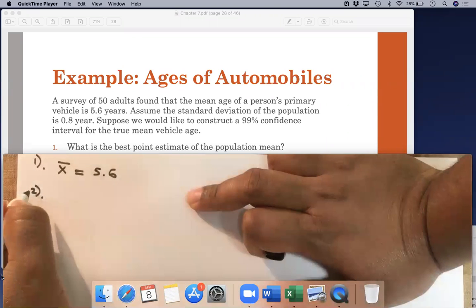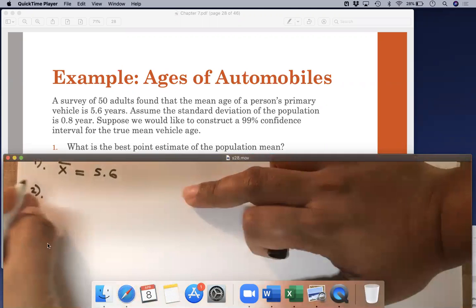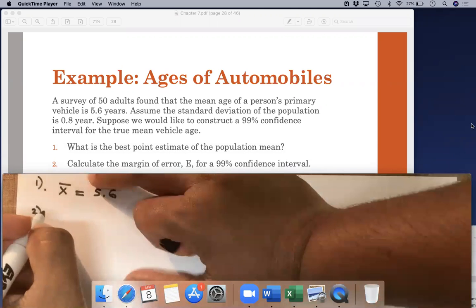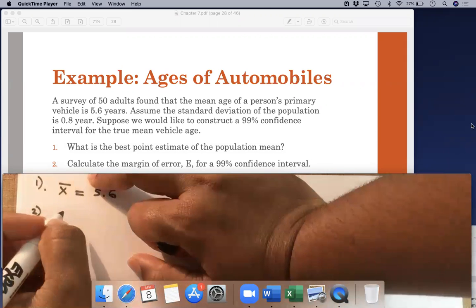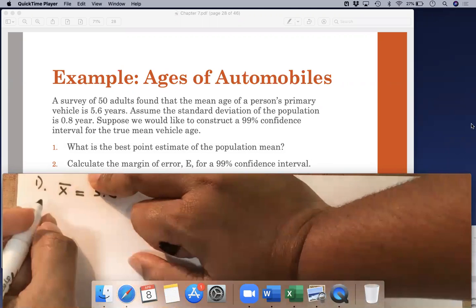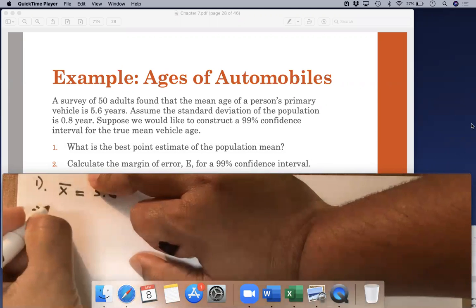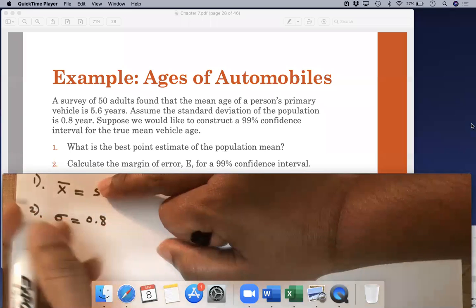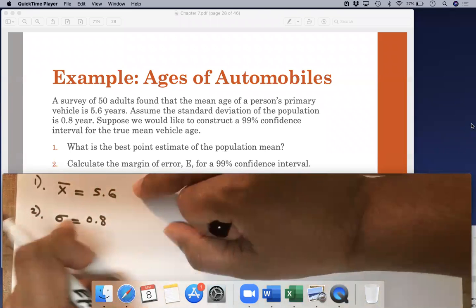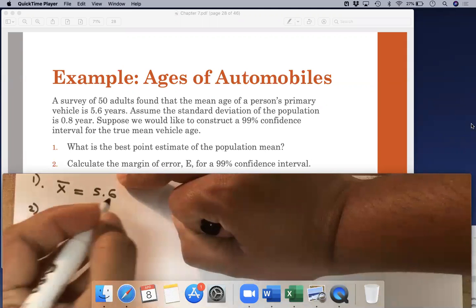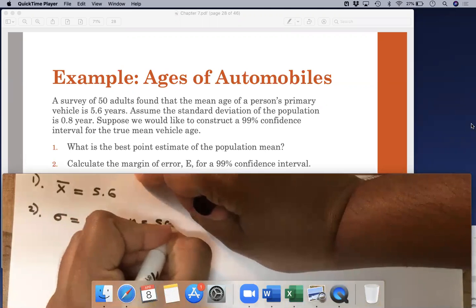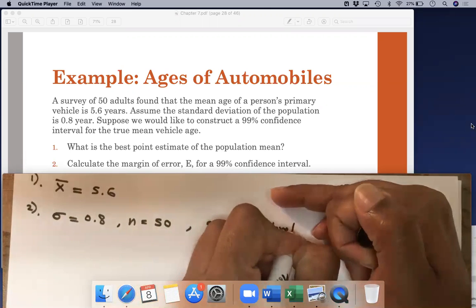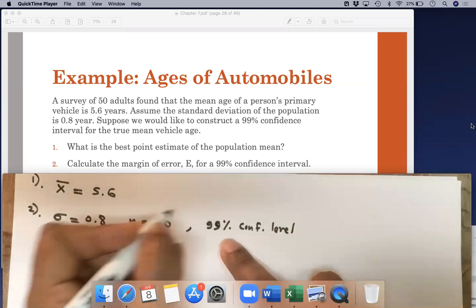Now the second part: calculate the margin of error E. To find E, you need n, the critical value, and the standard deviation. First, do you know the population standard deviation? Yes. Why? It says assume the standard deviation of the population. So sigma is known, 0.8. This is a sigma known case, and our sample size is 50 adults. Also, we have a 99% confidence level. So we have all the information.